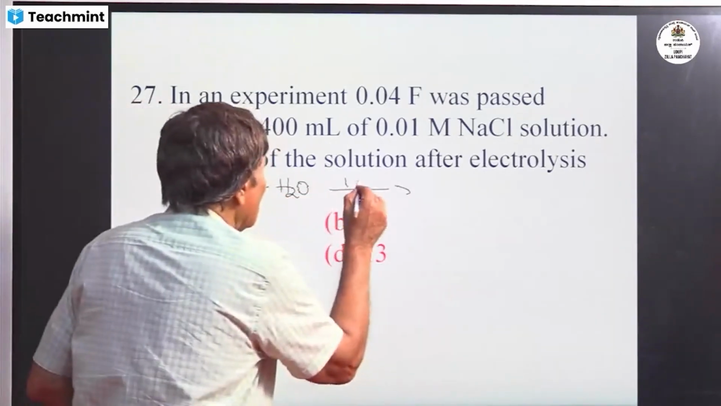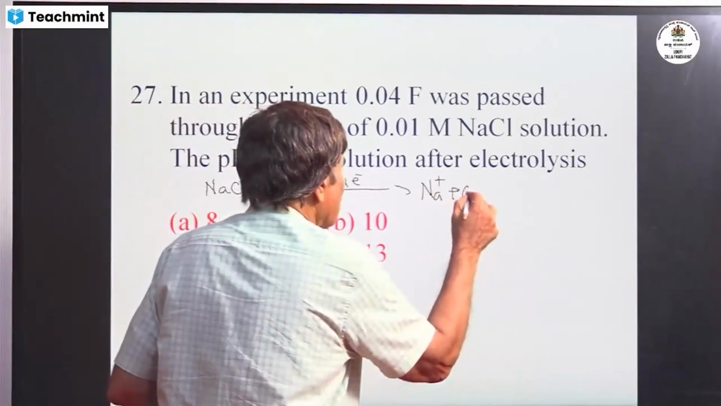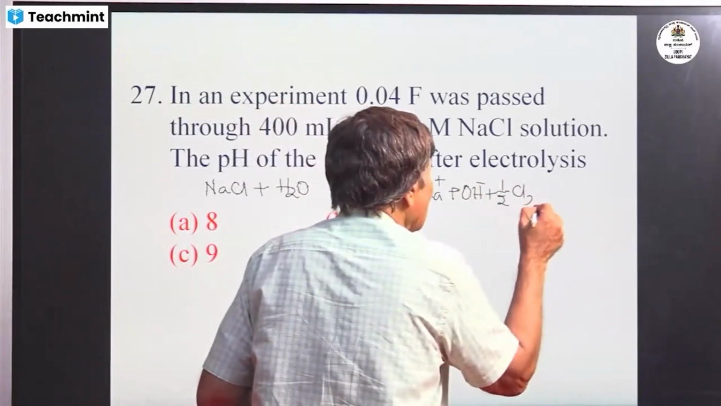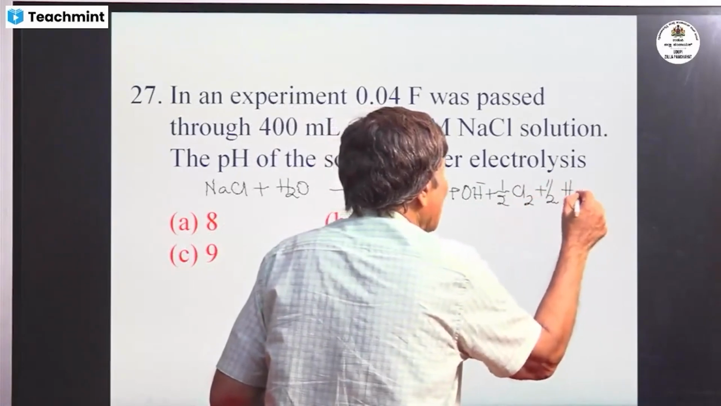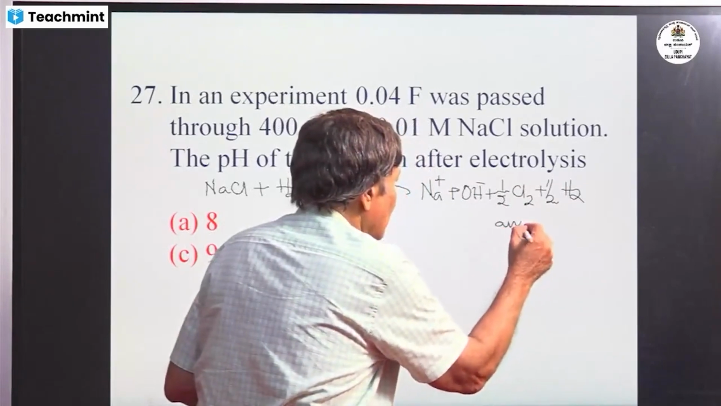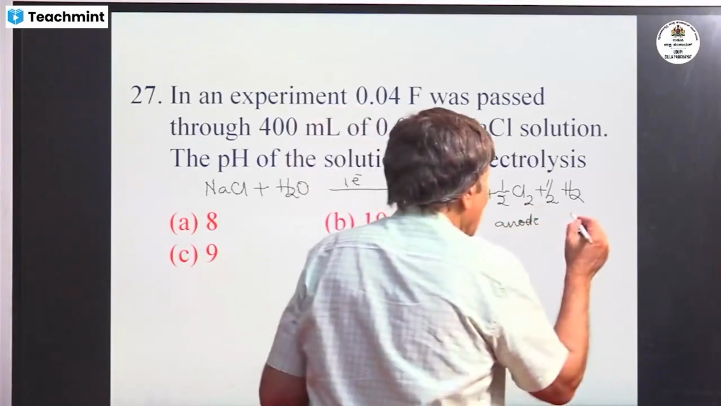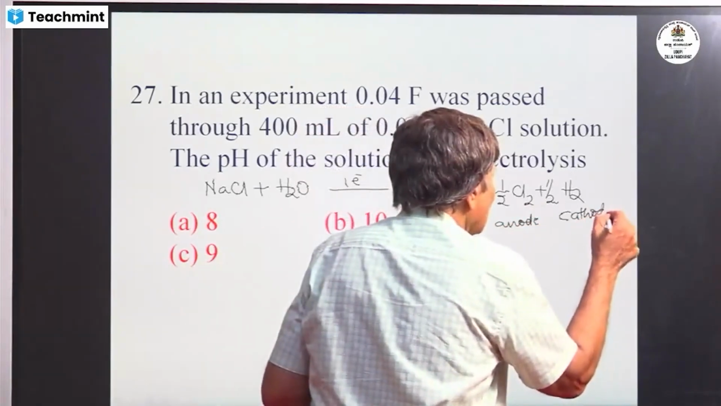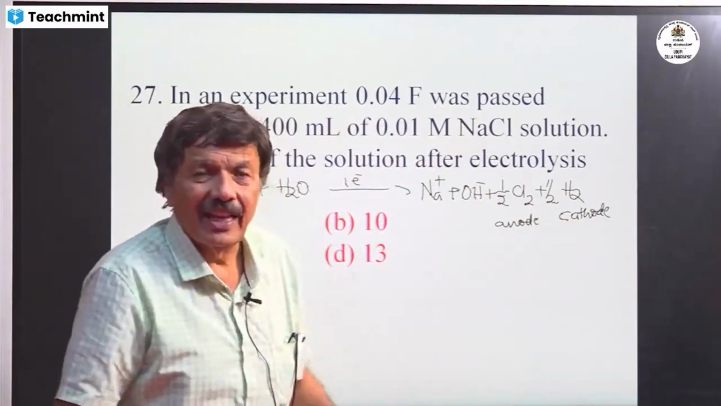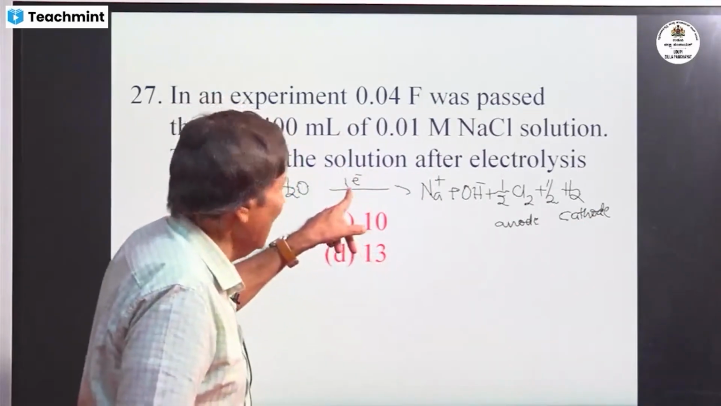1 electron is involved. You get Na plus ion, OH minus ion, then half chlorine and half hydrogen. Chlorine is at the anode. Hydrogen is at the cathode. This is the net reaction taking place when an aqueous solution of sodium chloride is electrolyzed. It involves 1 electron, meaning 1 Faraday.